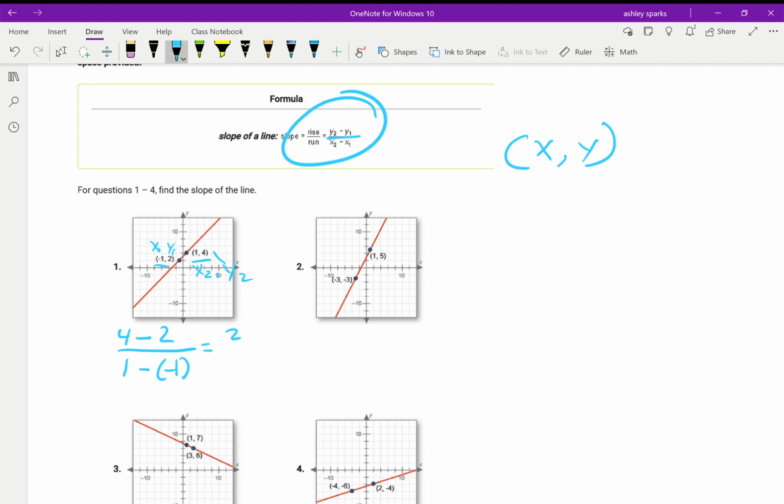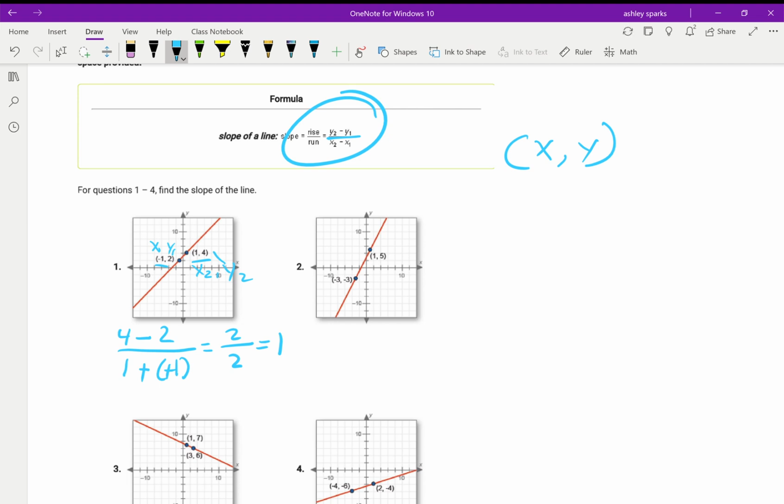I know that's 2. Over 1 minus -1. 2 negatives make a positive. So I have 1 plus 1, which is 2. And in this case, my slope is very easy to simplify. I would get 1. Okay.